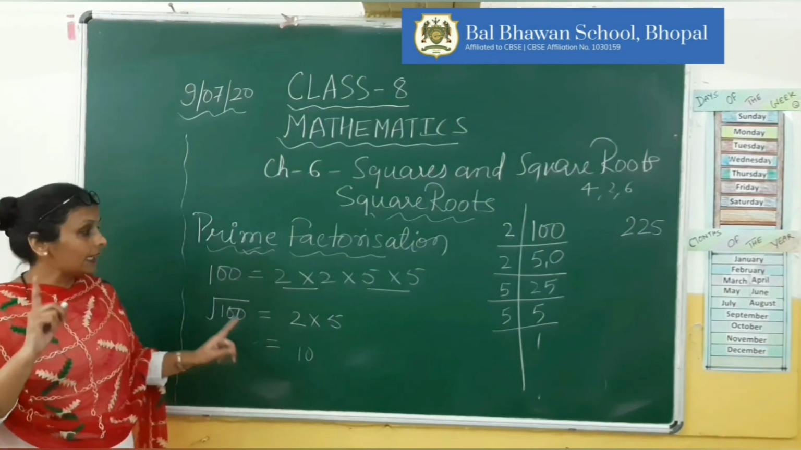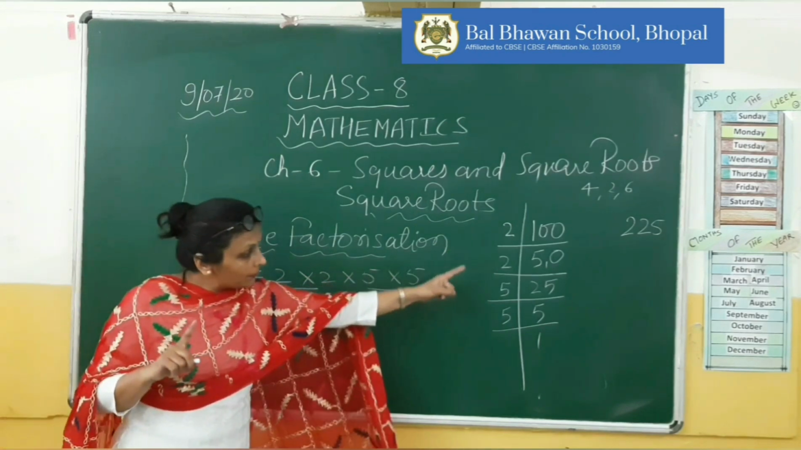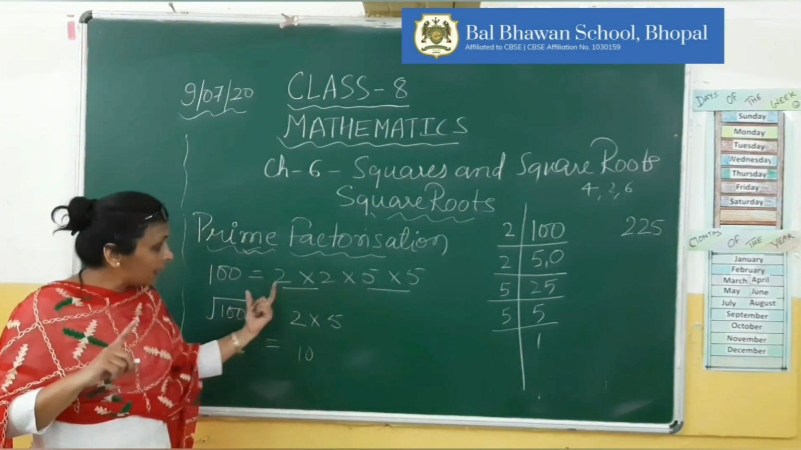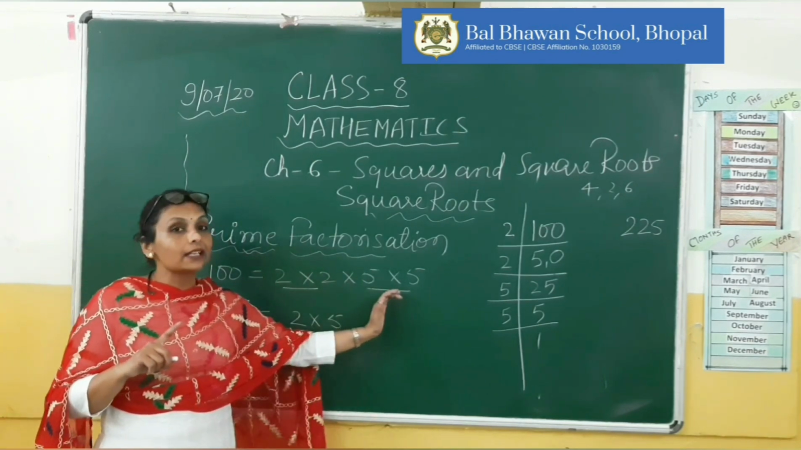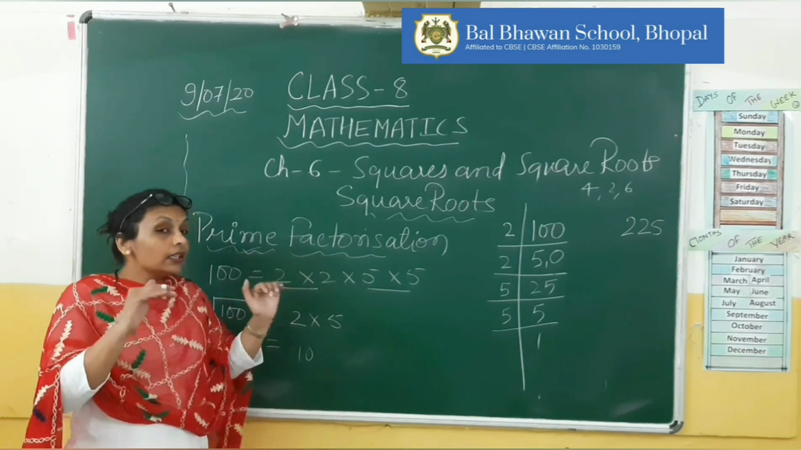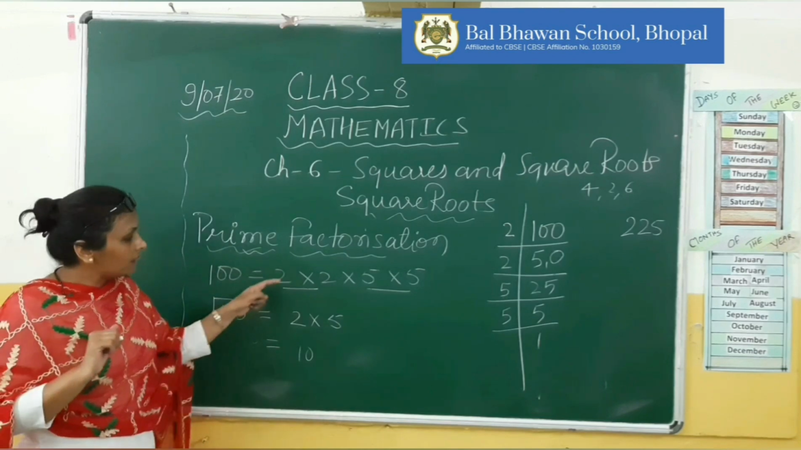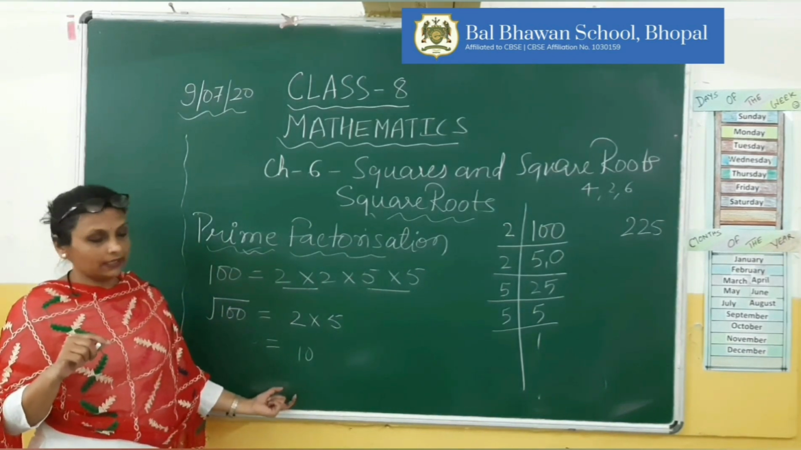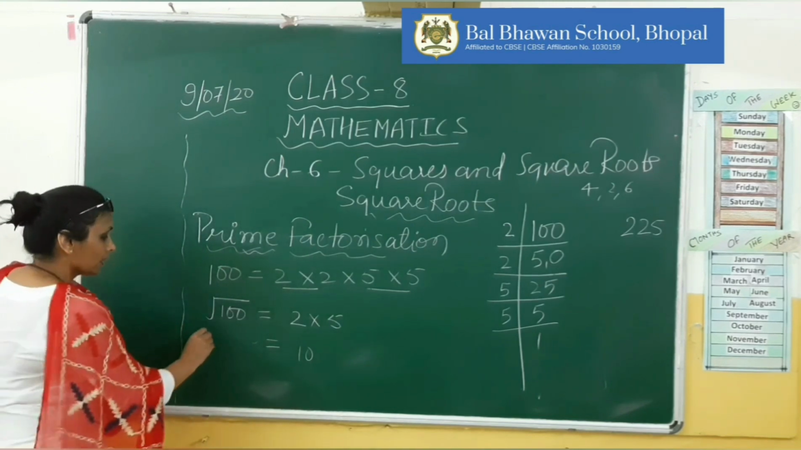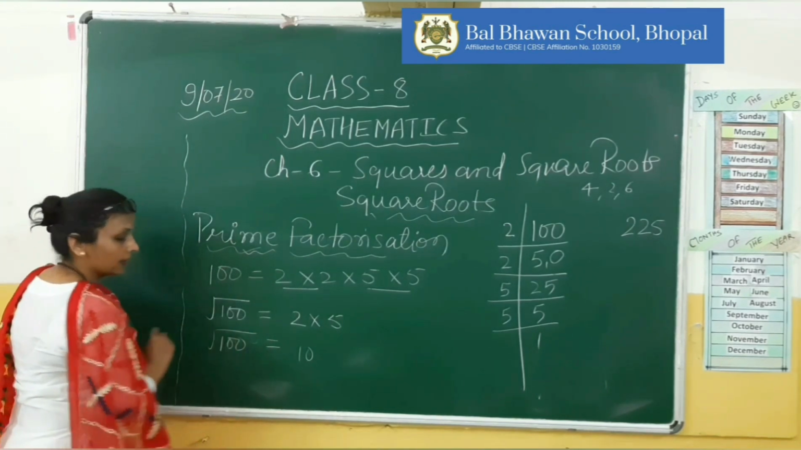You just have to pay attention that when we get the prime factors of any number, those numbers should be arranged like this. They should be written in pairs. Then we will select one number from each pair and simply multiply. Then this product will be the square root of the given number.